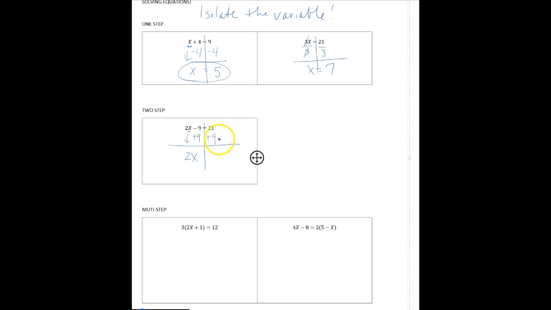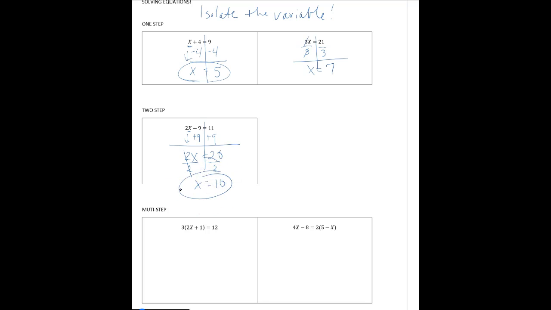And then what's 11 plus 9? Well, that would be a 20, okay? So now I have a 2 stuck to the x, and if I want to do the opposite of multiplying by 2, which is what this is, I need to divide off that 2. That'll turn that side into a 1. And then 20 divided by 2 is 10, and that would be your answer, okay?